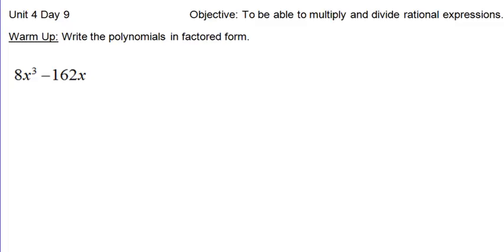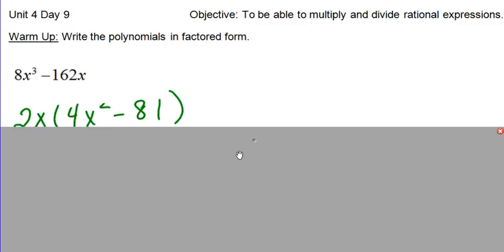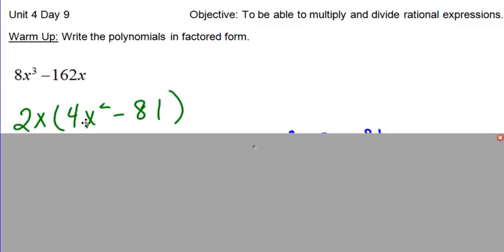And here, if we look, we can see that both terms have an x, so we could divide that out. And we also have some numbers that we could divide out here. They're even, so I think we can divide out a 2. So if we're dividing out a 2 and an x, that would leave us with 4x squared minus 81.